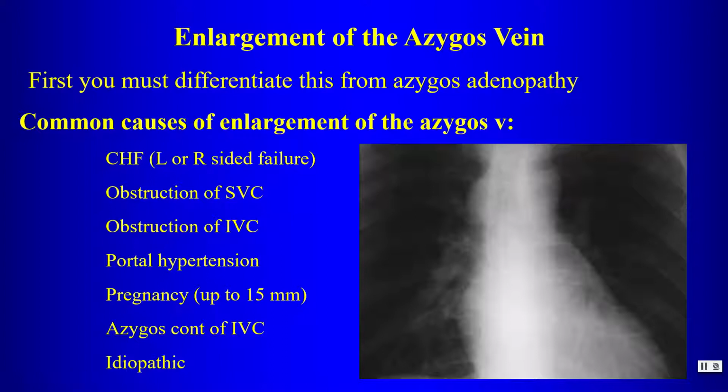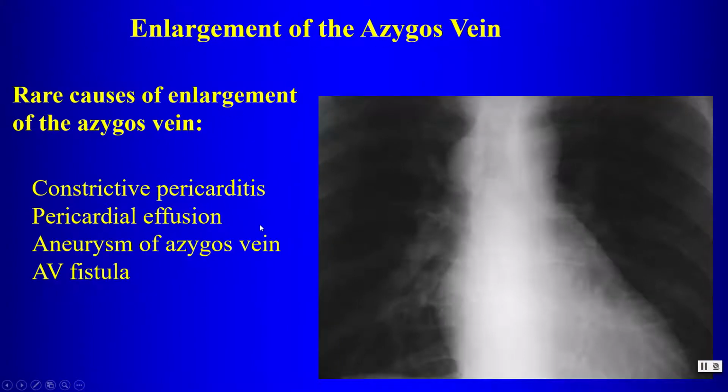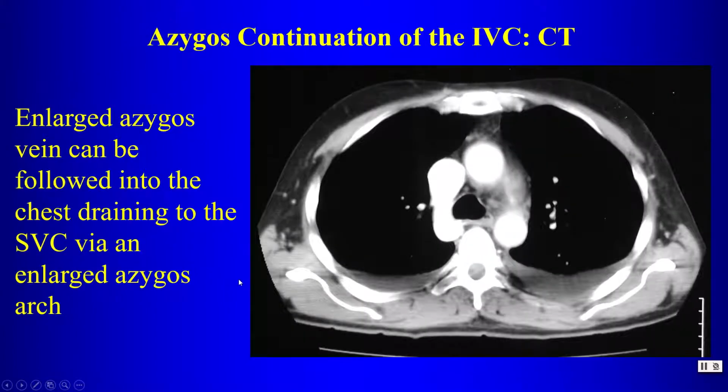Portal hypertension. So patients with portal hypertension will develop shunts from the portal to the systemic venous system, and that can result in dilatation of the azygos vein. Pregnancy can also result in dilatation of the azygos vein from all of the added blood return from the lower portion of the body. And we've discussed azygos continuation of the IVC, and of course there's always idiopathic for that. Rare causes: constrictive pericarditis, pericardial effusion, aneurysm, and arteriovenous fistula.